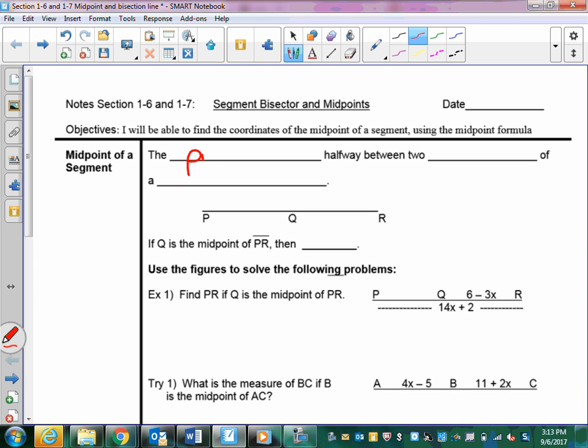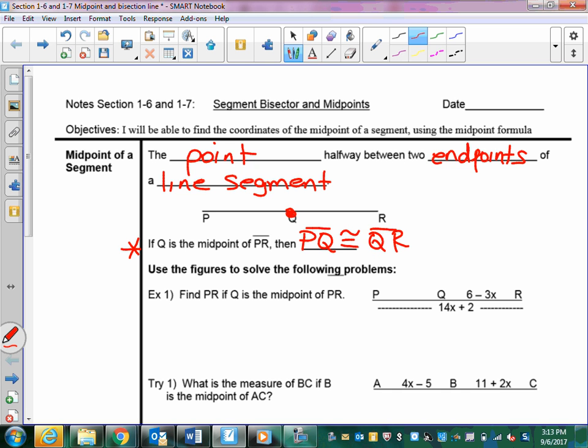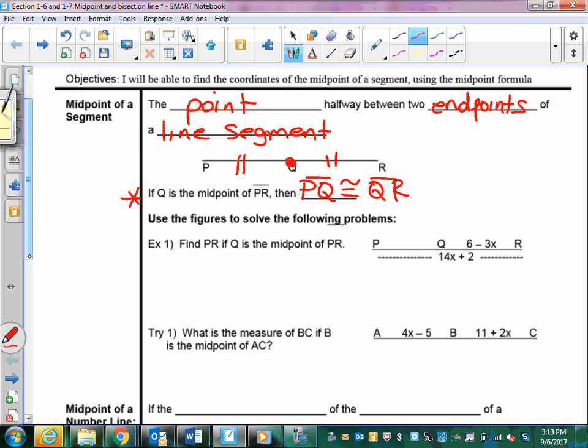The point halfway between the two endpoints of a line segment is the definition. In this case, they gave you: if Q is the midpoint of PR, that means segment PQ is going to be congruent to QR. And in geometry, we can show that two segments are congruent by putting a mark on top, either 2 marks or 1 mark, depending on what you have.